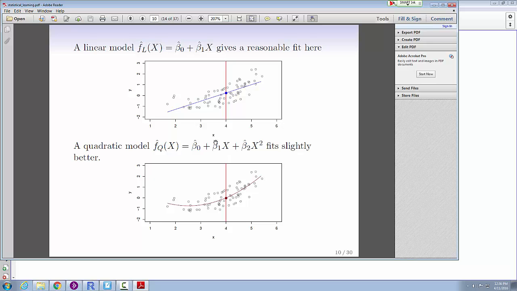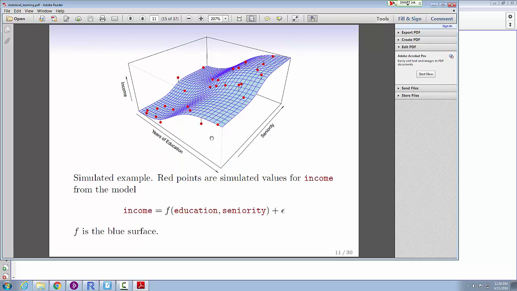This is all one input variable that we've been talking about so far. We've just made scatter plots of y versus x. But of course, in practice, we would be interested in more than one input variable. So here's a picture for two input variables. Y is income, vertical axis. And now we have two input variables, years of education and seniority.